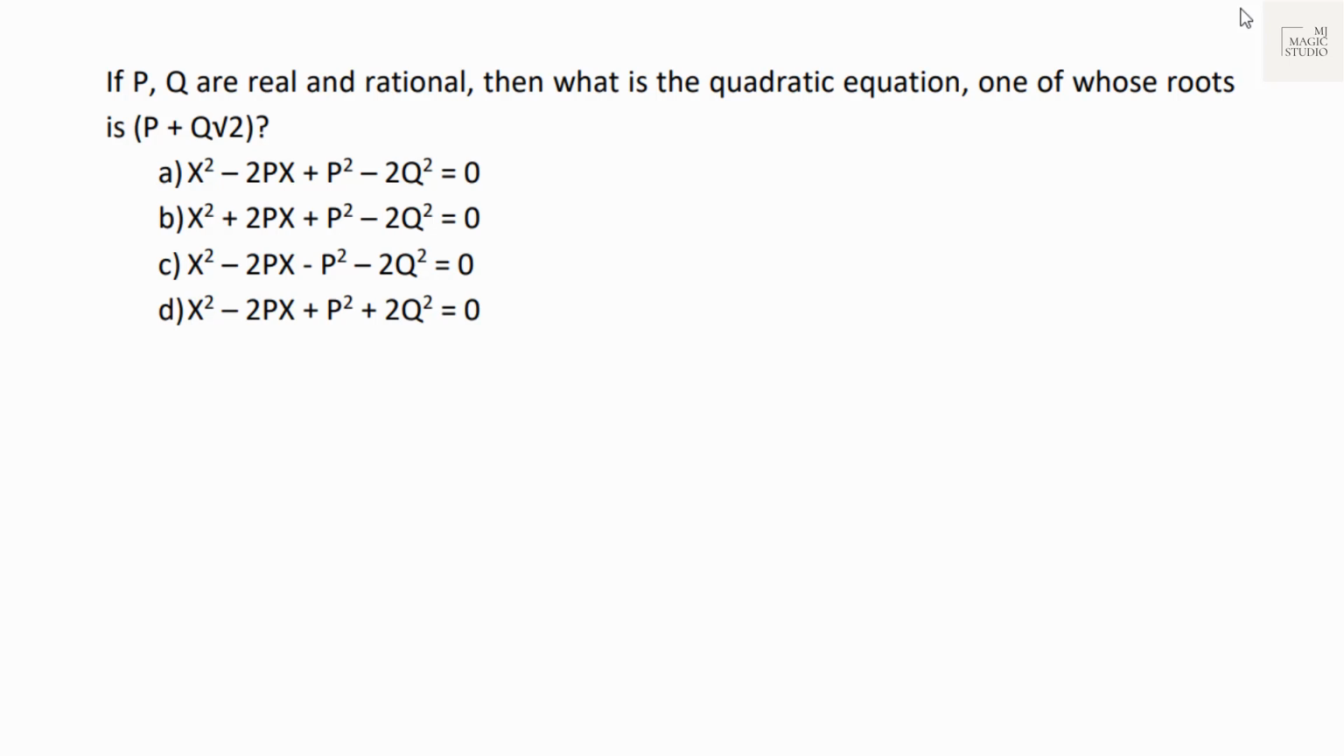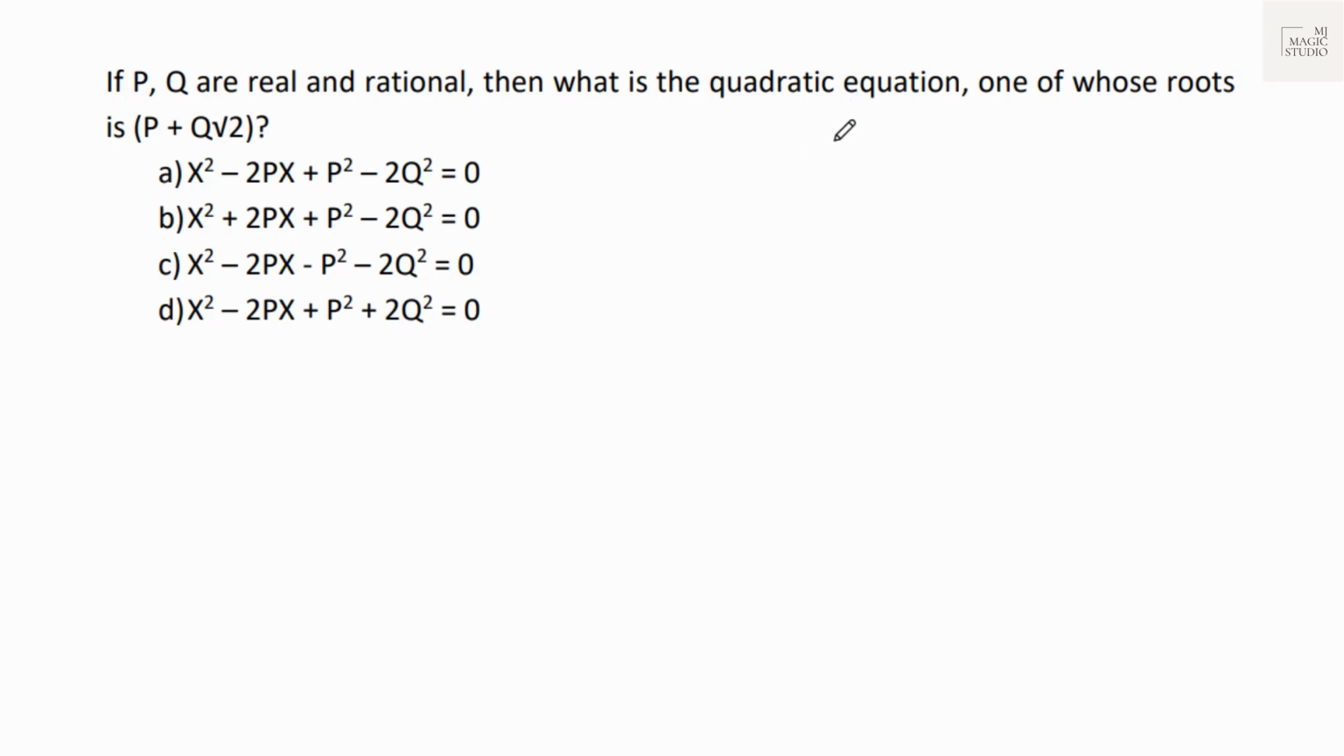Taking a break from probability, let's drop down to algebra once again and solve a few questions from it. A question on the screen, try. If P and Q are real and rational, then what will be the quadratic equation whose one of the roots is P plus Q root 2?